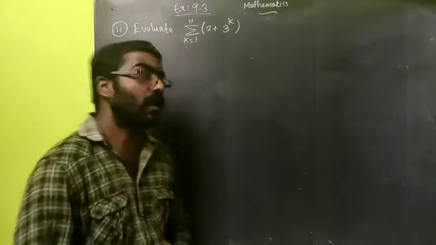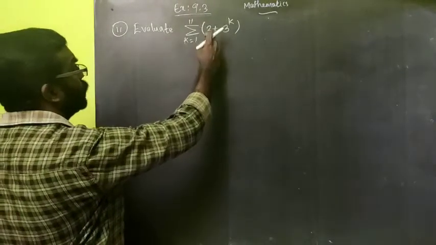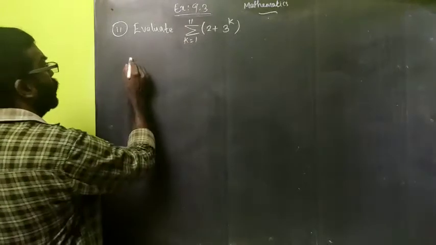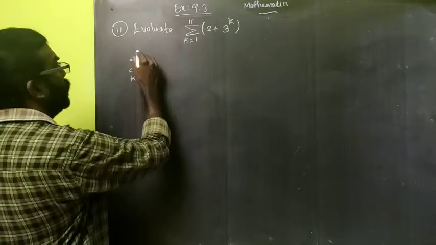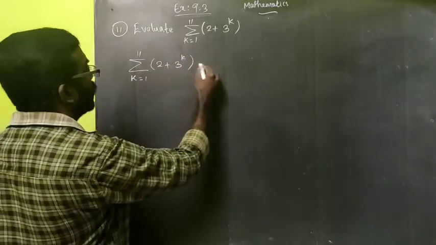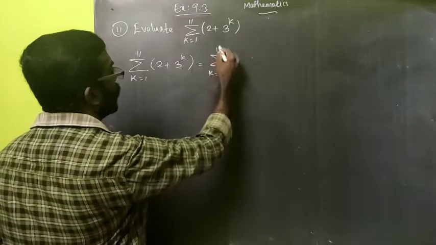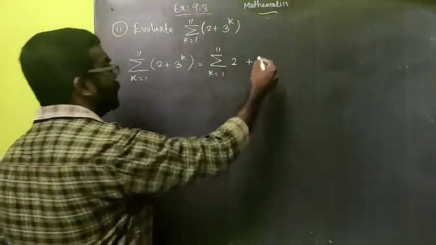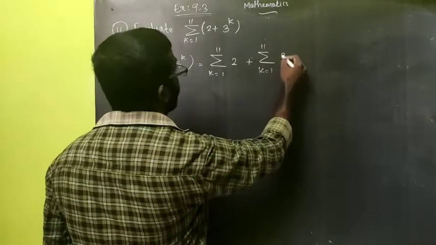Now we move on to question number 11. Evaluate sigma k equal to 1 to 11, 2 plus 3 raised to k. Okay, we have to find the sum. So sigma k equal to 1 to 11, 2 plus 3 raised to k. First of all, we can split the terms. Sigma k equal to 1 to 11, 2, then plus sigma k equal to 1 to 11, 3 power k.